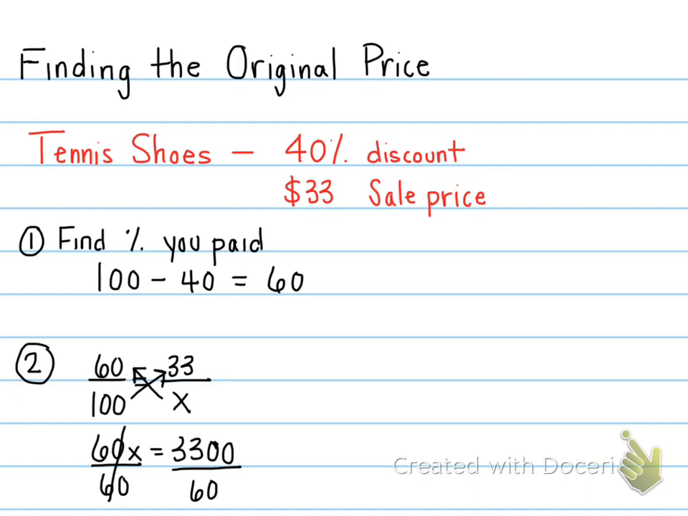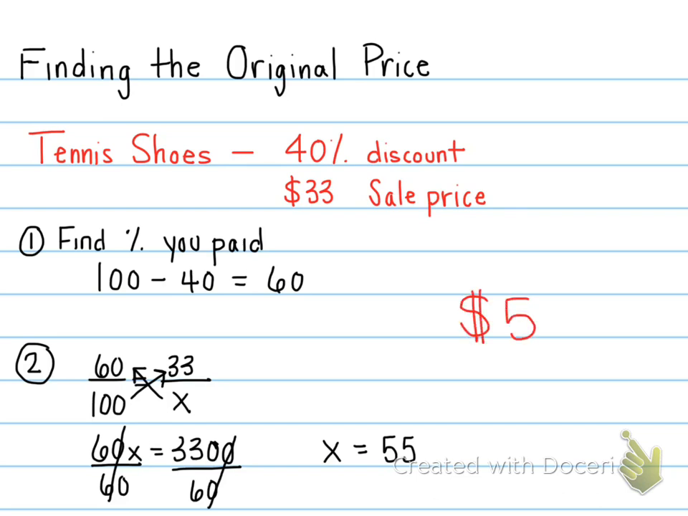And when I do that division, I get x equals 55. Remember, to help you out, you can cross one of those out and do 330 divided by 6. So I get x equals 55. So that means if I take 40% off of $55, the answer will be 33.